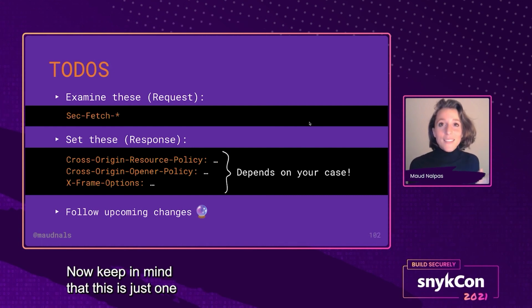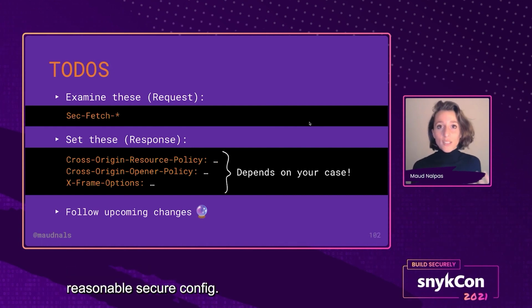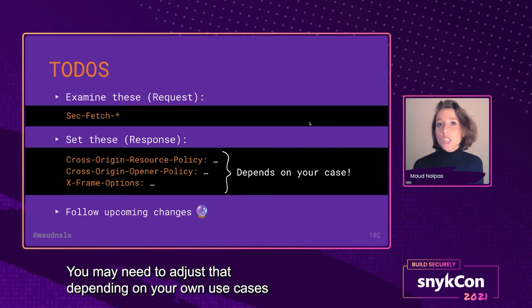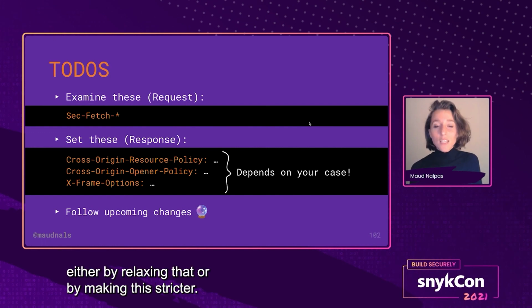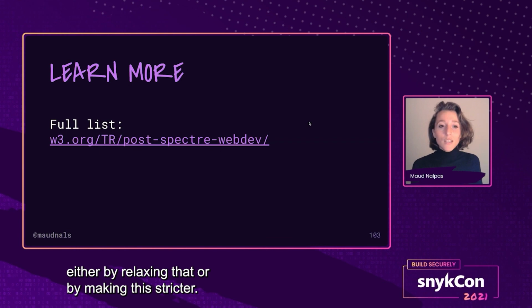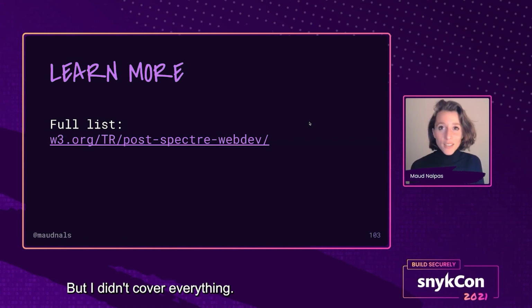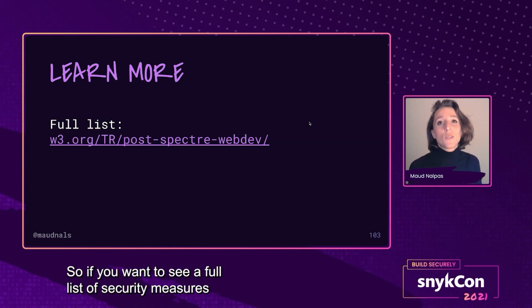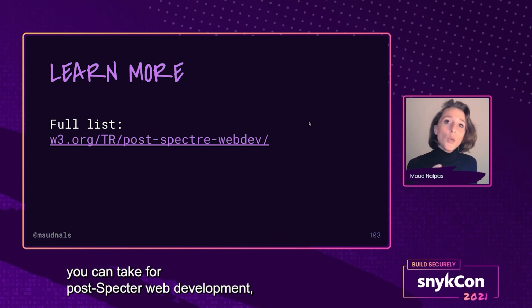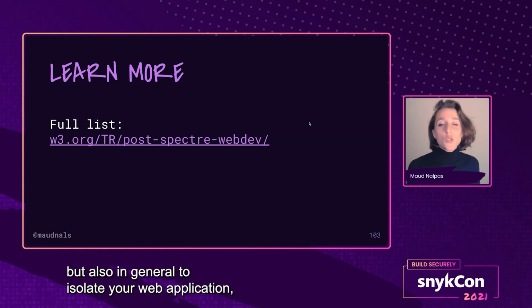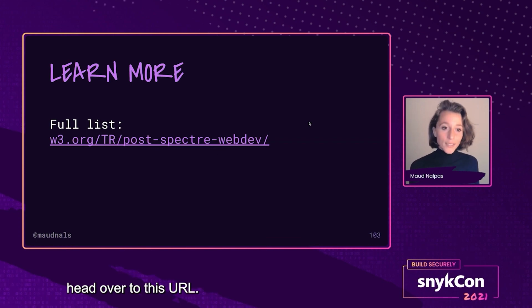Now, keep in mind that this is just one reasonable secure config. You may need to adjust that depending on your own use cases or constraints for your site, either by relaxing that or by making this stricter. So if you apply these headers, it's already a big win for your site security. But I didn't cover everything. So if you want to see a full list of security measures you can take for post-Spectre web development, but also in general to isolate your web application, head over to this URL.